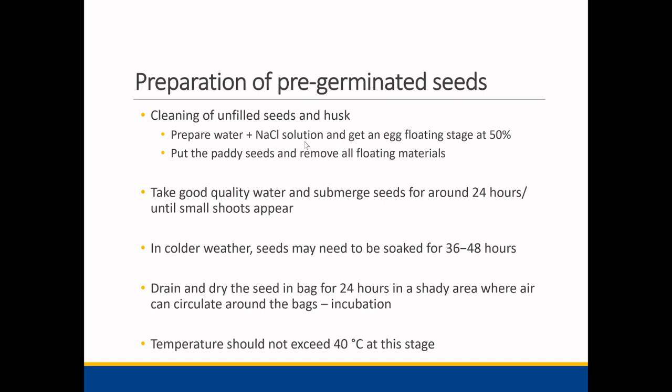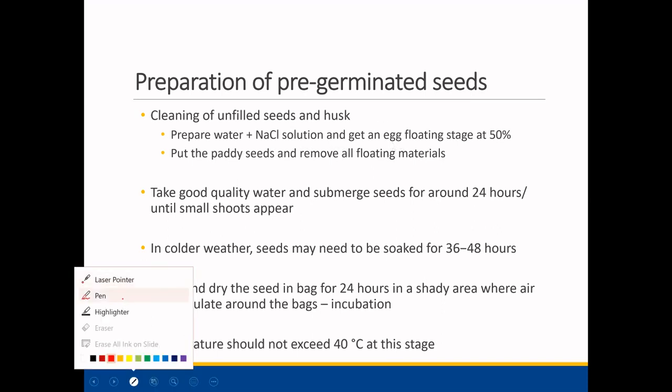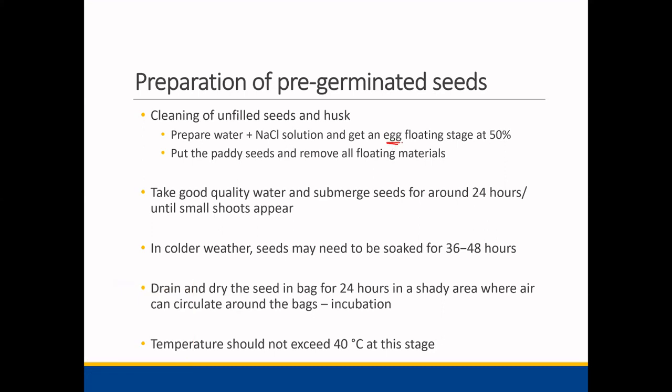You have to adjust the density of this particular mixture, so you can use an egg. You put this egg into that solution and make it float at 50%. This is a way, especially at home, to adjust the density of that solution. And then you can put the paddy seeds into that solution. Then the unfilled seeds and husks, whatever is not good for germination, will float. You can remove those floating materials. In such a way, you can clean the paddy seeds.